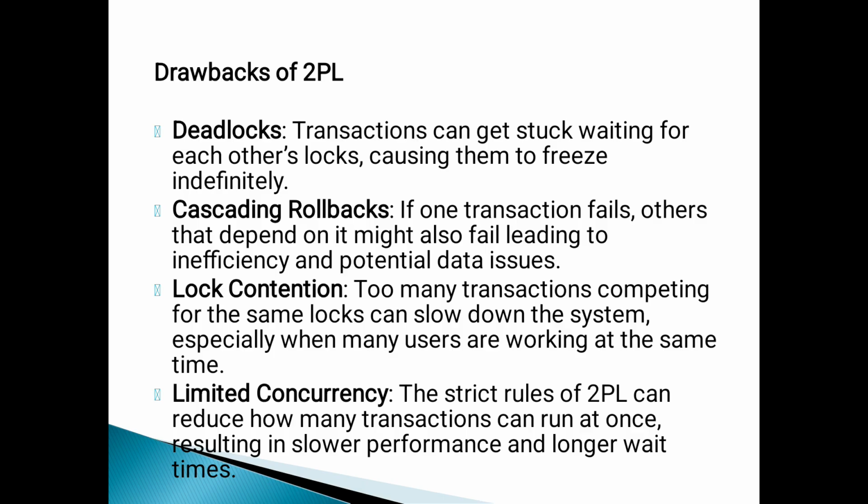Next, limited concurrency. It has strict rules, that is the growing phase and the shrinking phase, to reduce errors in the transaction. At that time, it follows the two rules. There may be slow performance and longer wait times in the transaction. So limited concurrency occurs. These are the drawbacks that occur in the two-phase locking protocol.